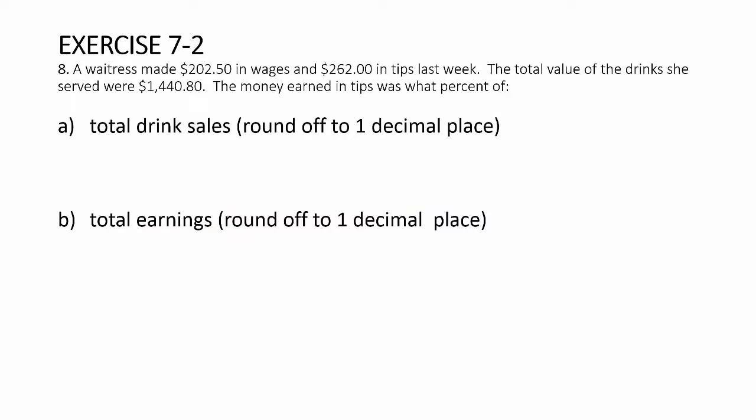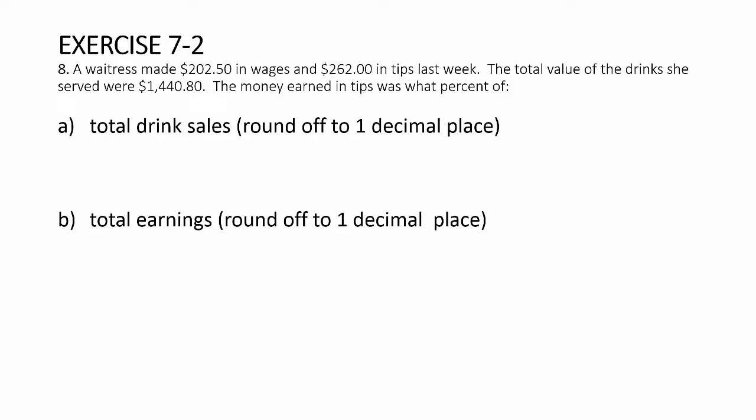And finally, the last question in exercise 7-2. A waitress has made $202.50 in wages and $262 in tips. The value of the drinks she served was $1,440.80. Let's figure out the money earned in tips as a percent.